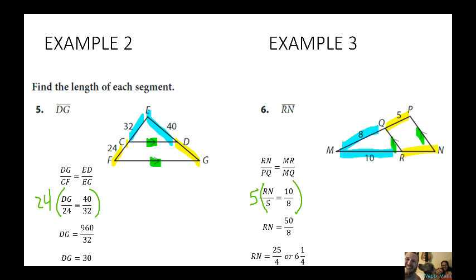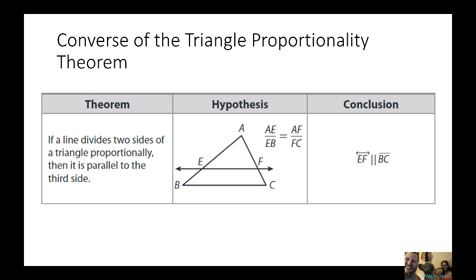Okay, so those are 2 more examples. All right, so here leads to the converse of the triangle proportionality. Unlike the regular triangle proportionality, you're just going backwards with the statement. So instead of them telling you that 2 lines are parallel, they're just telling you right off the bat, okay, these segments, they're all proportional.